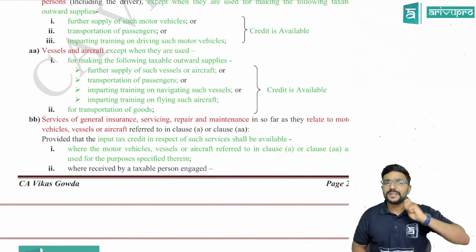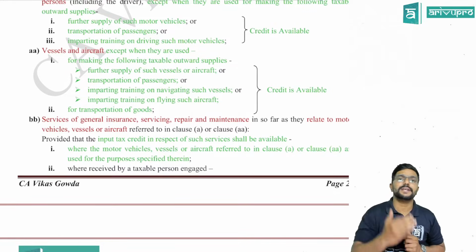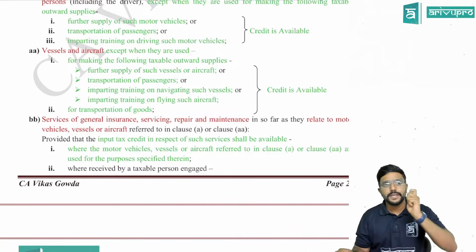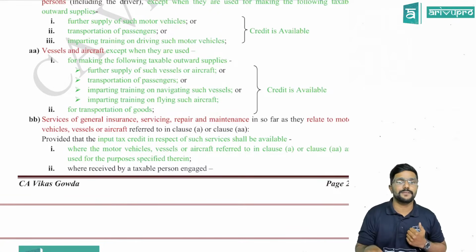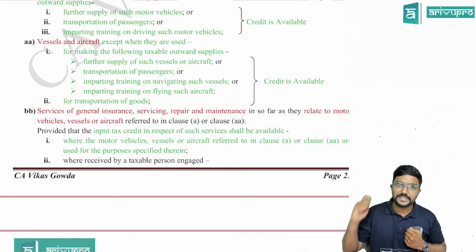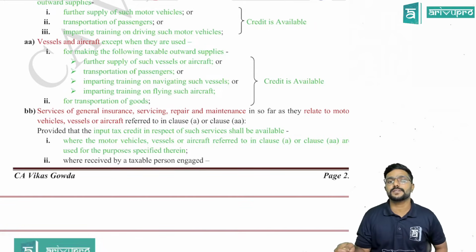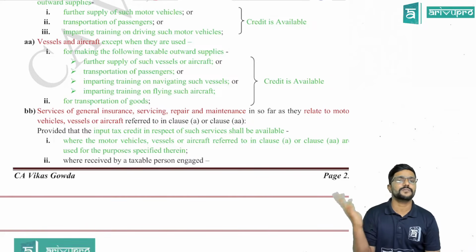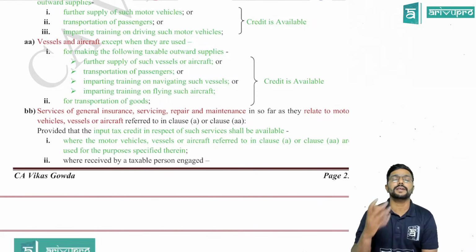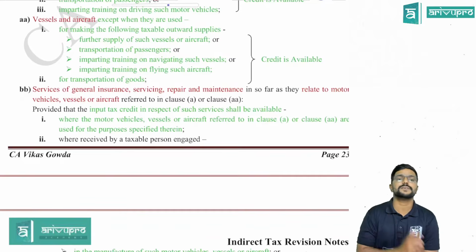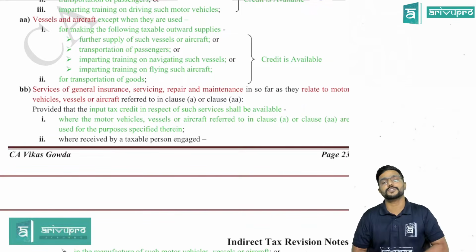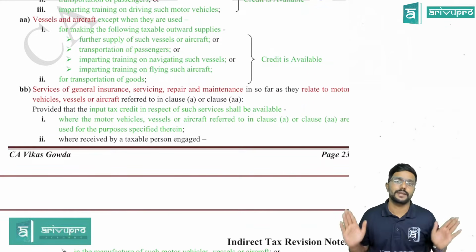Next, on the purchase of vessels and aircraft, if you have paid any tax, credit cannot be claimed. But in the following cases, credit can be available. What are those? If you are purchasing them for the further supply of such vessels or aircraft, or transportation of passengers, or imparting training, both for vessel as well as aircraft, credit can be claimed. Even if you are purchasing vessels and aircraft for the transportation of goods, credit will always be available.